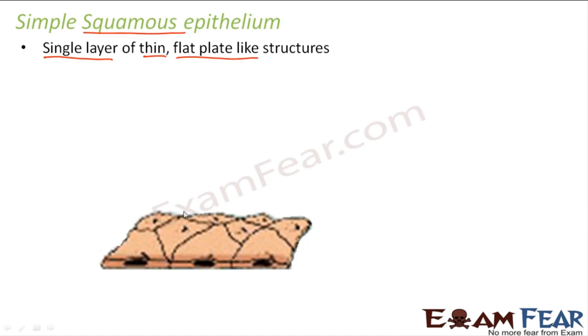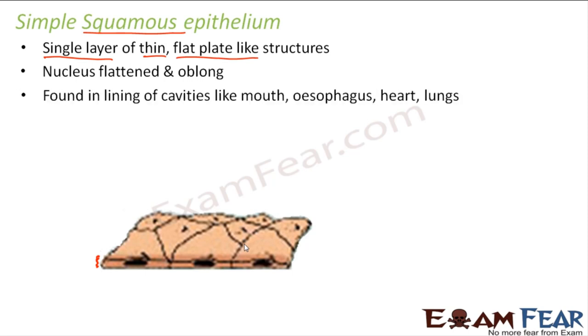As you can see in this picture, they are a single layer. It is a very thin layer, so you can have an idea of the thickness from this. This much is the thickness. Thin, flat, plate-like structure. It looks somewhat like a plate, right? So where do we find this kind of simple squamous epithelium? We'll see that. In this case, the nucleus is flattened and oblong. Generally, the nucleus in this kind of epithelium is flattened because the cells are also flat and plate-like. Since the cells are flat, the nucleus is also to some extent flattened.